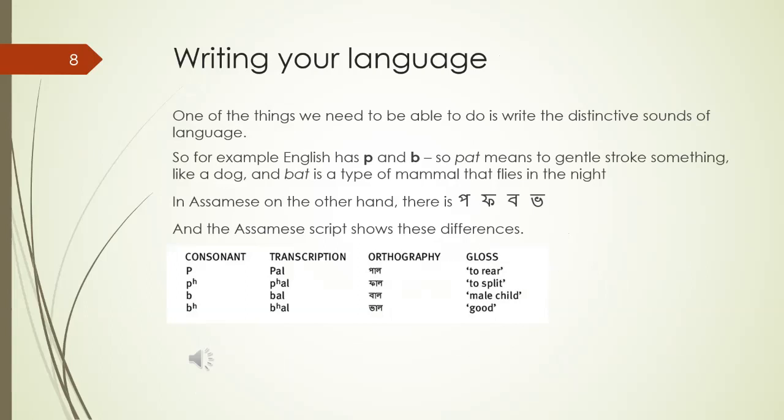Okay, so writing our language, one of the things we have to be able to do is to write the distinctive sounds. So in English, we have p and b. So pat means gently stroking something, like a dog, and bat is a type of mammal that flies in the night. But to express the 4 Assamese words shown on this table in English, we have some difficulty, because English only has a p and a b. We can put an H next to them, but it's a little bit unsatisfactory. The Assamese script does this much better because it has bo, po, bo, and bo.